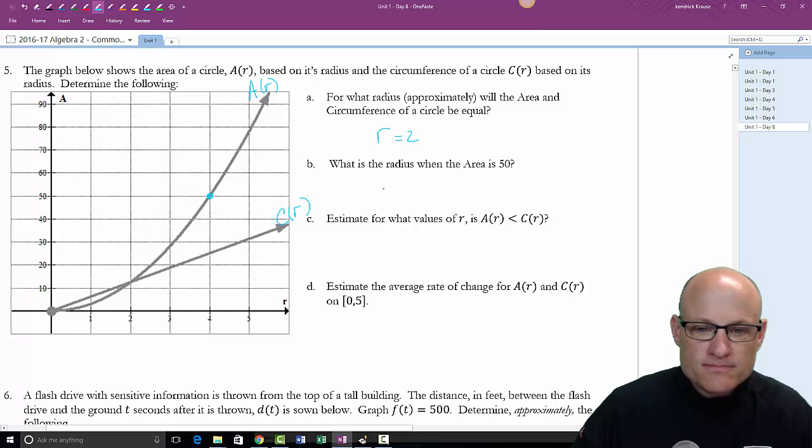4. When is the area less than the circumference? Well, that would be from 0 to 2. We can't include either of those, so 0 to 2, not including either of those.